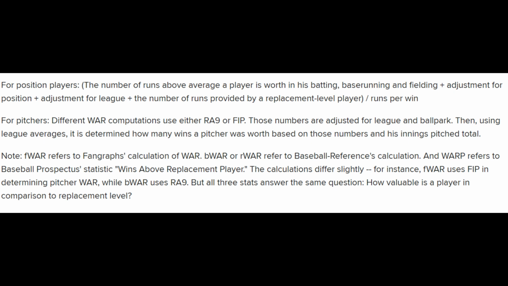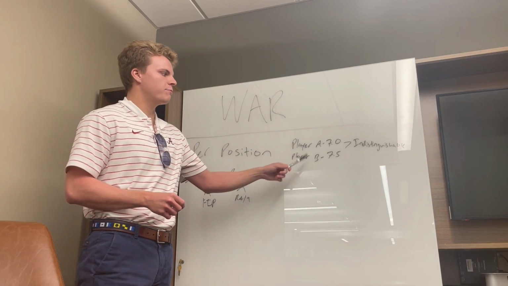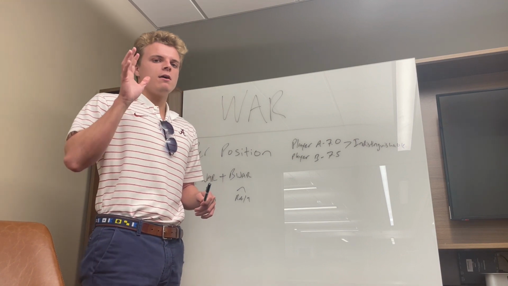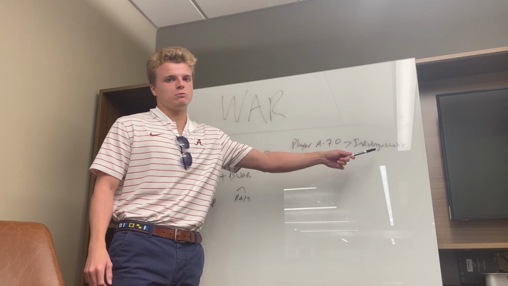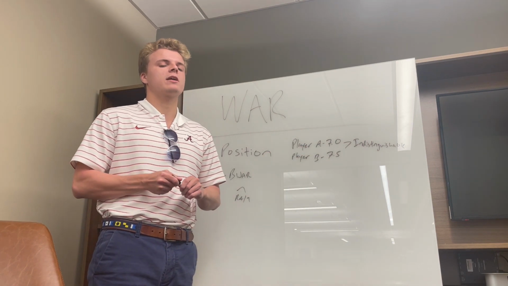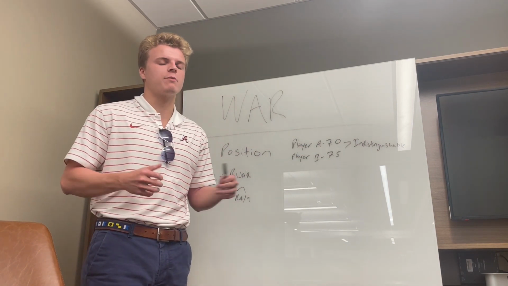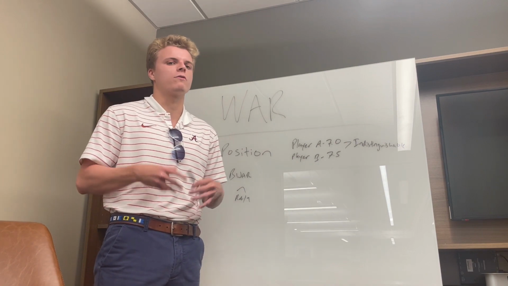Now, the main thing to look at is if you see player A has a WAR of 7 and player B has a WAR of 7.5. By WAR standards, according to the MLB, these two players are actually going to be indistinguishable. WAR should only be used when you're looking at players that have massive differences in WAR, like a player with a WAR of 8 compared to a player with a WAR of 3.